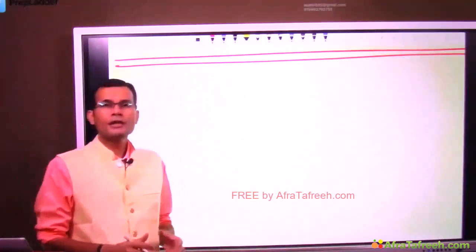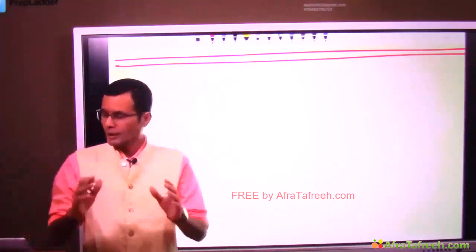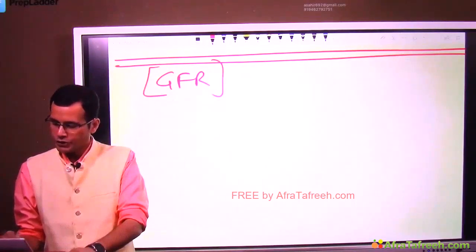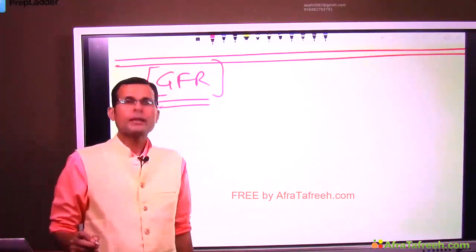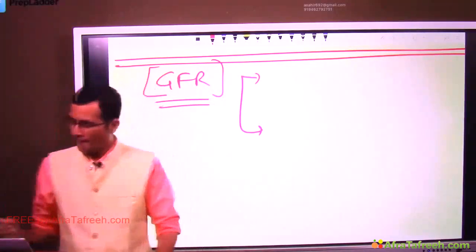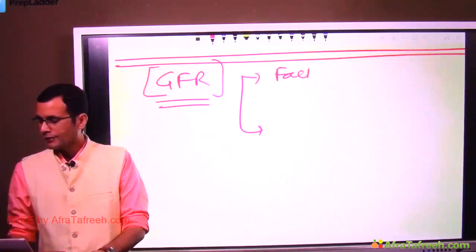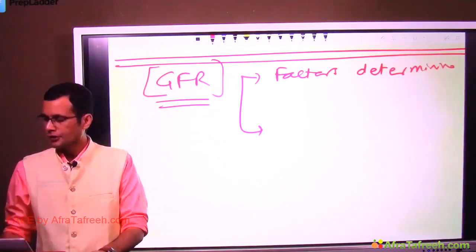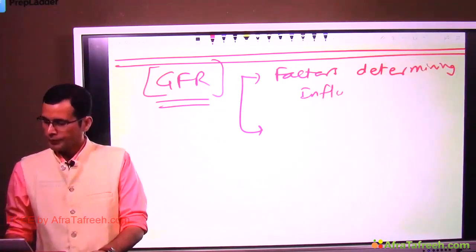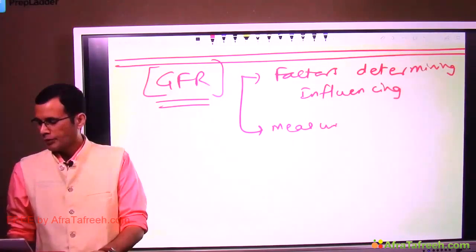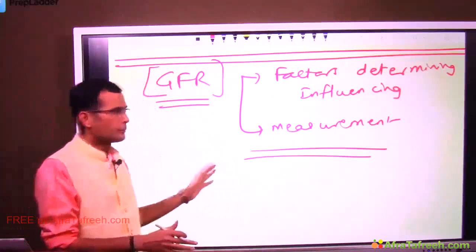Okay, that was clearance. Let's now talk about the glomerular filtration rate, GFR. Basically, we will be discussing two major aspects of it: factors determining and influencing the GFR, and measurement of GFR. These will be the two things which we will mainly discuss in this particular section.